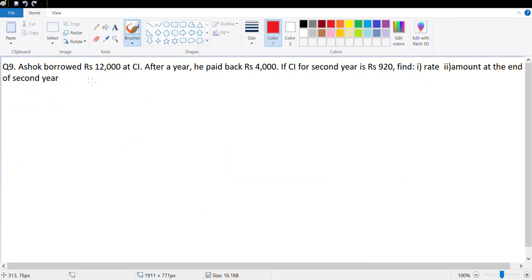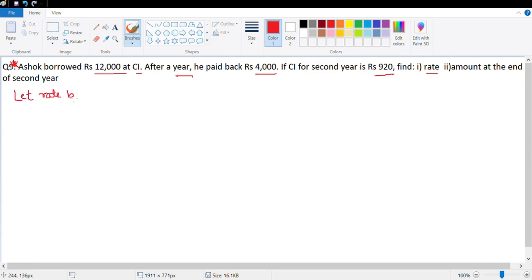Now you can put a small star on this question. Why am I saying this is important? Let's look at this question and then you'll figure out why this is important. So Ashok borrowed rupees 12,000 at compound interest. After a year, he paid back some money. If compound interest for second year is something, find the rate. So rate is not given.